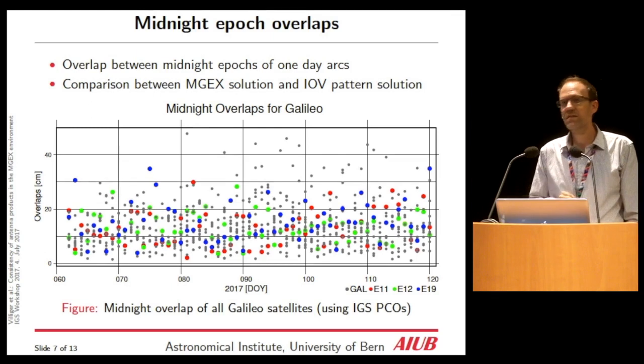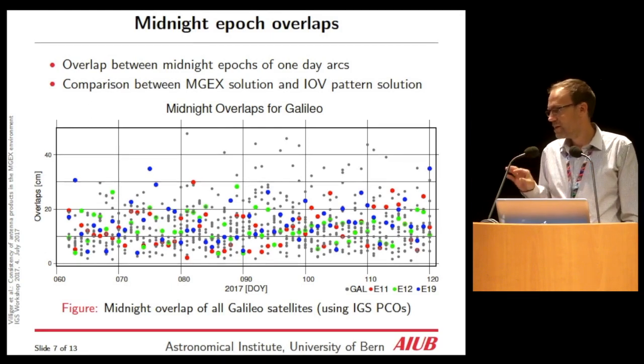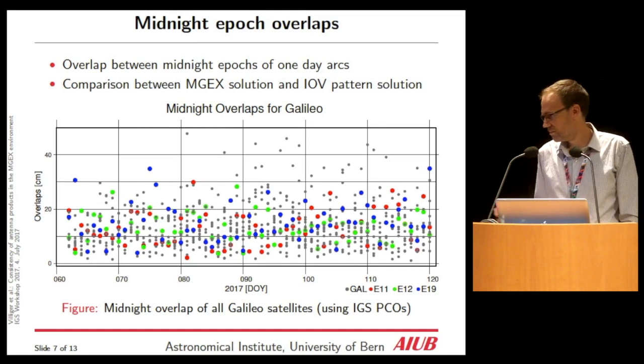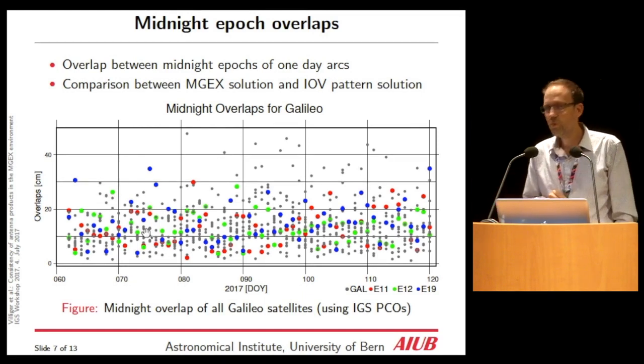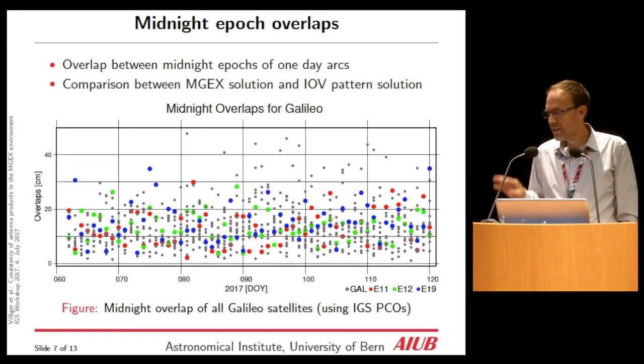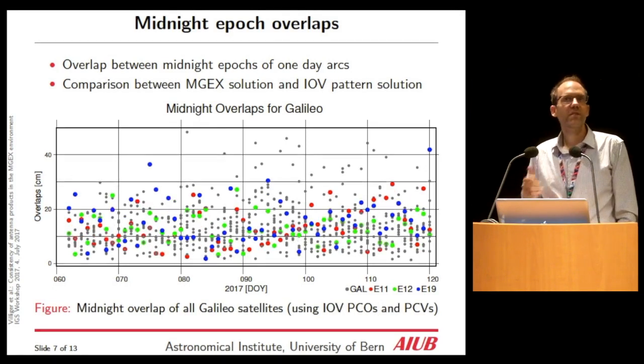We see the gray dots. This is the differences based on the FOC satellites, and the color dots, the red, green, and blue, show the 3 satellites, E11, E12, and E19. This solution is the solution where I use the IGS patterns. And then I get a similar plot. I can do the same analysis if I use the IOV pattern, the released one. And one can see there's not a huge difference.